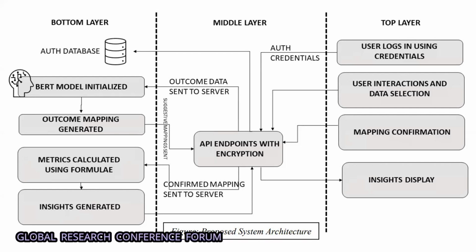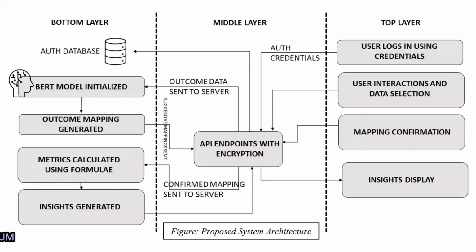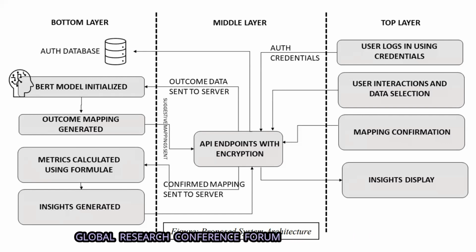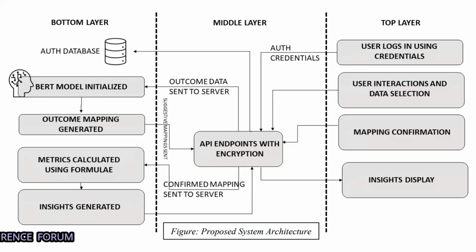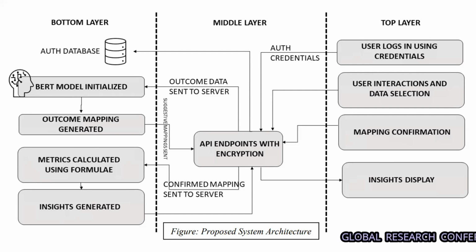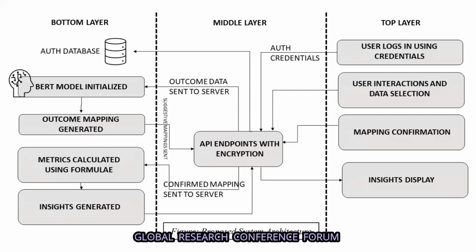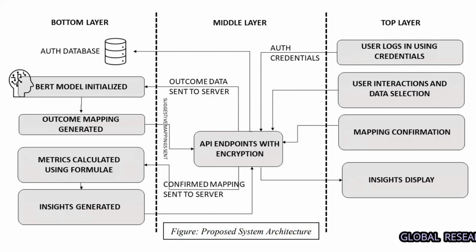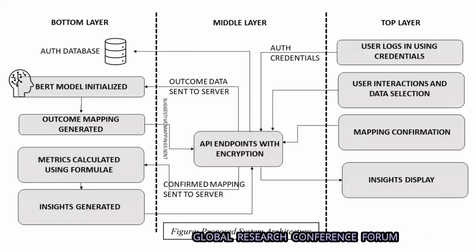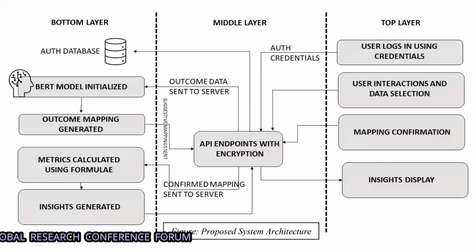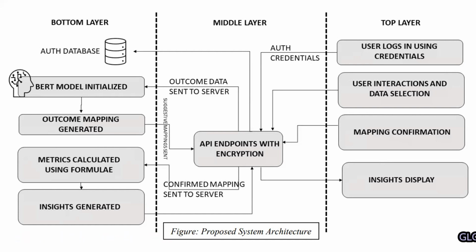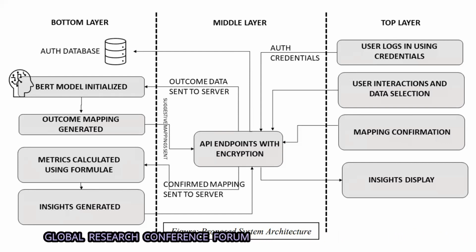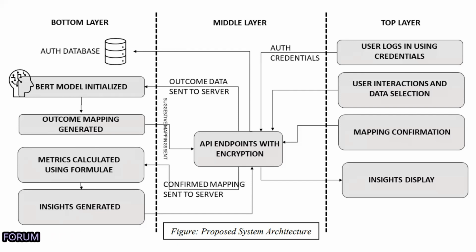Essentially what is happening is that from the top layer, first the auth credentials go through the API to the database, and they are checked. If validated, the user interacts and selects the data, like they put in the outcomes and all. That data is sent to the server, the BERT model runs it, does the mapping, and sends it back. Now if the user feels that some of the mappings are not in accordance with them, they can just change those mappings. That is the mapping confirmation. Once they confirm the mappings, it goes ahead, calculates a lot of metrics, creates insights, and then sends those insights back. So Palak, can you go on to the next slide?